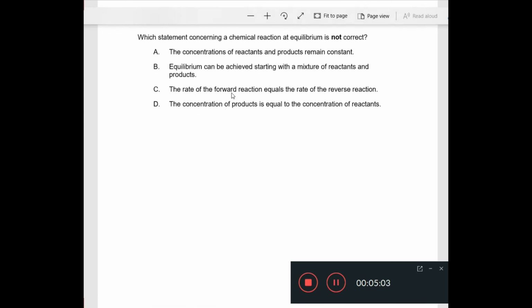And C says the rate of the forward reaction equals the rate of the reverse reaction. That is true, and that is why the macroscopic properties are constant. And then D says the concentration of the products is equal to the concentration of reactants. This is not correct, and this is a common misconception among students. You have to be careful. The concentrations of the products and reactants don't have to be equal. They may be, but they don't have to be. They just have to be constant. All right. So D is incorrect.